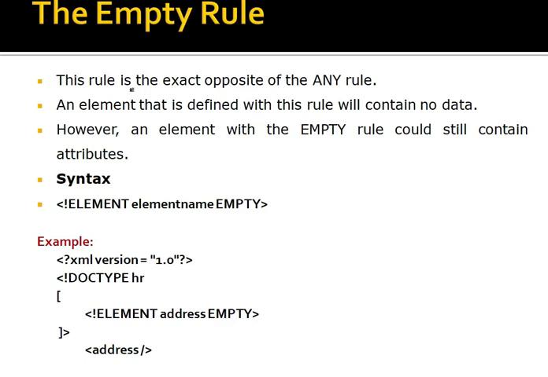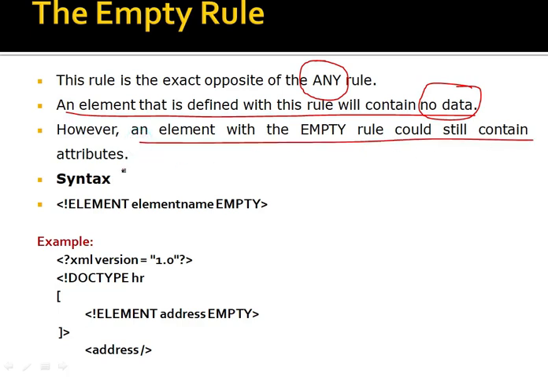This rule is the exact opposite of the ANY rule. ANY means it can have any data. EMPTY means nothing is there. So an element defined with this rule will contain no data. However, an element with the EMPTY rule could still contain attributes. Okay, the element is empty, but it can have attributes. So the syntax is this: ELEMENT, that is a keyword, element name, then the rule name, EMPTY.